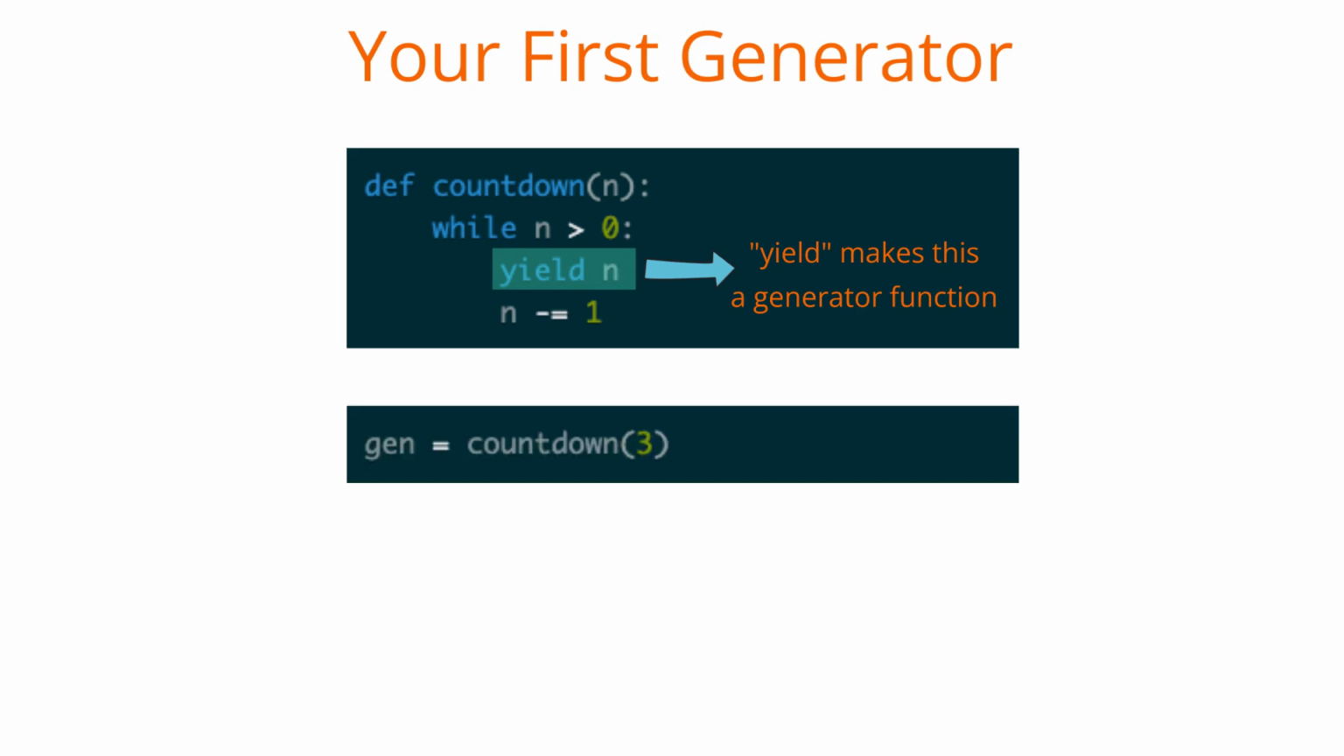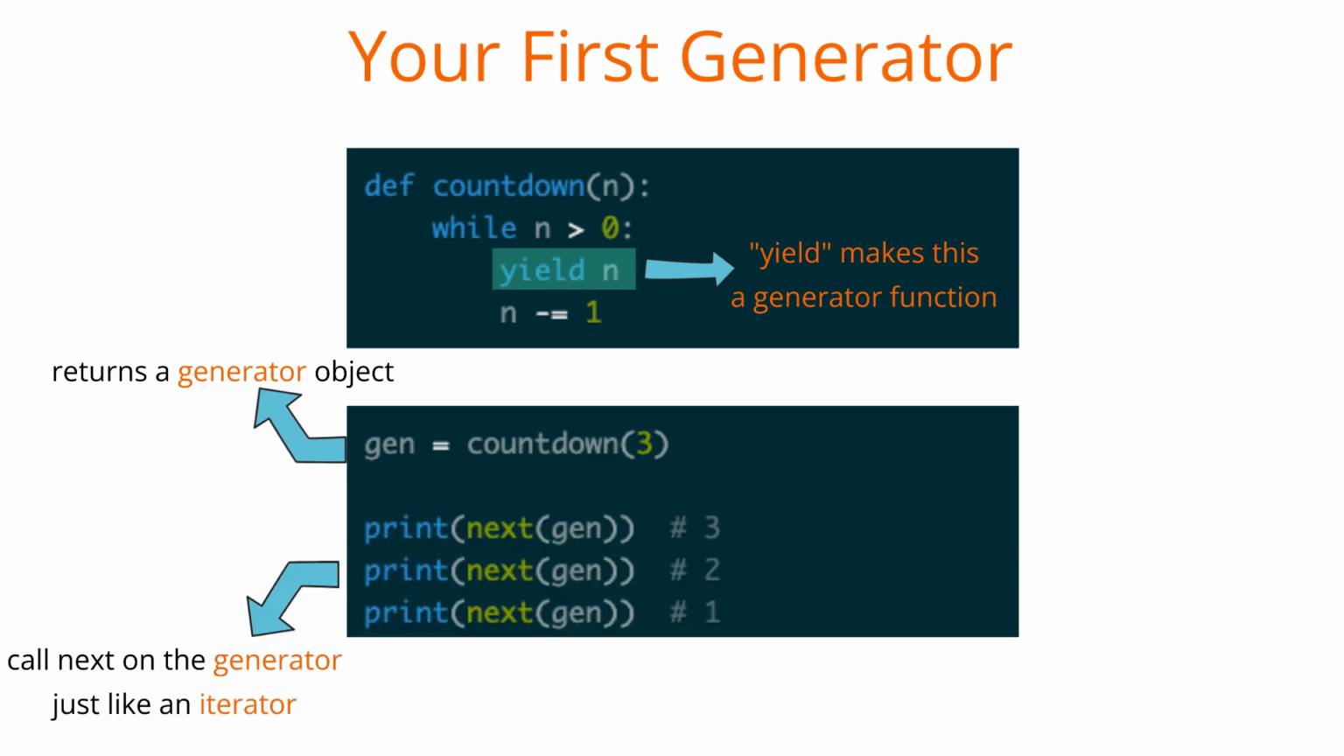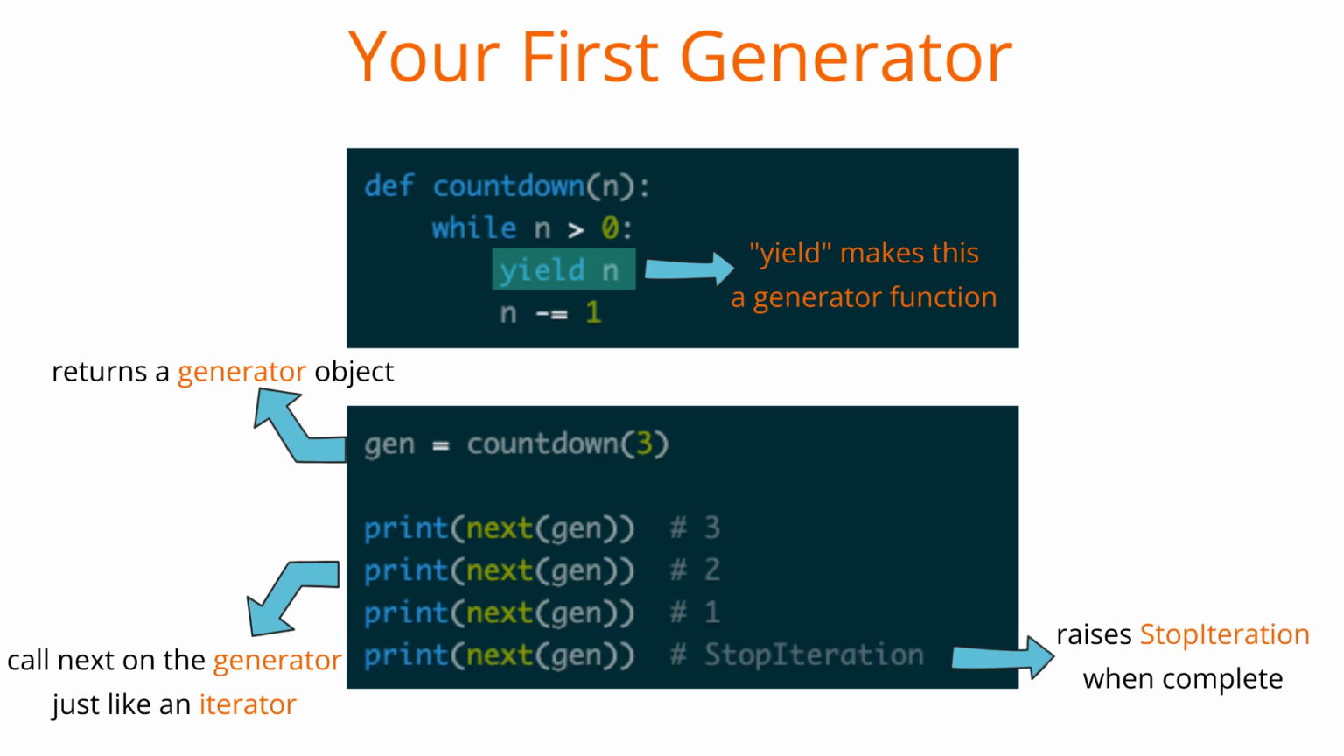Calling countdown doesn't actually run the function. Instead, it returns a generator object, which is a type of iterator. You can use next on it, just like we did before. So just like a custom iterator, the generator keeps track of its internal state. Each time you call next, Python jumps back into the function right where it left off, resumes from the last yield, and runs until the next one. And yes, when it runs out of values, it raises a StopIteration too, just like any proper iterator should.